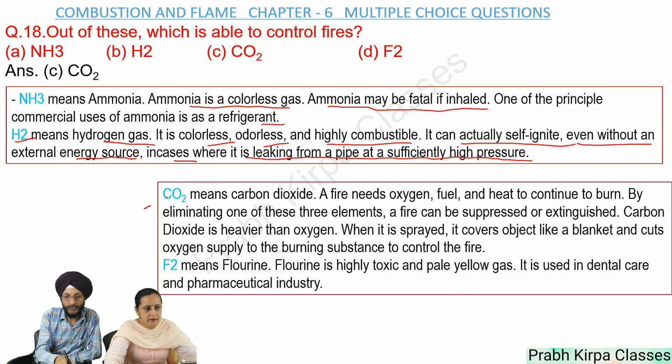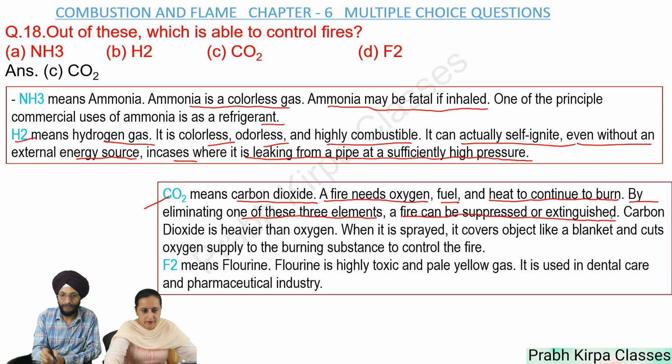Now we come to CO2. CO2 means carbon dioxide. A fire needs oxygen, fuel, and heat to continue burning. By eliminating any of these elements, that is oxygen, fuel, or heat, a fire can be suppressed or extinguished. Carbon dioxide is heavier than oxygen. When we spray carbon dioxide, it covers the object like a blanket and cuts the oxygen supply to the burning substance to control the fire.